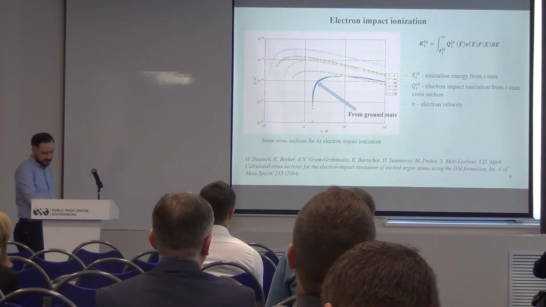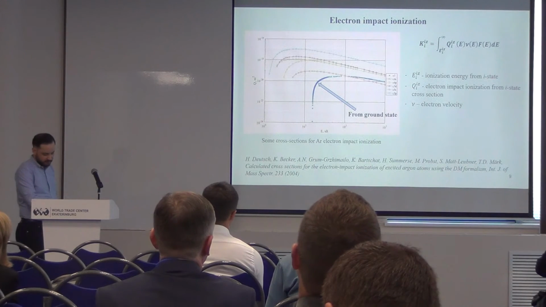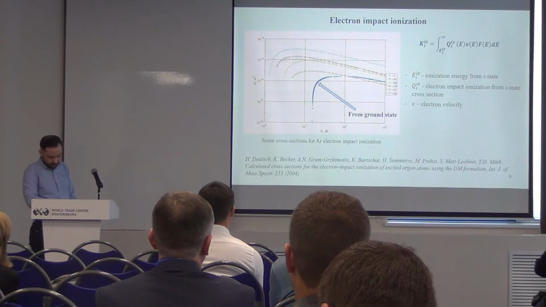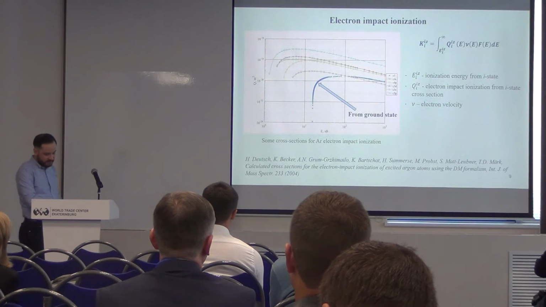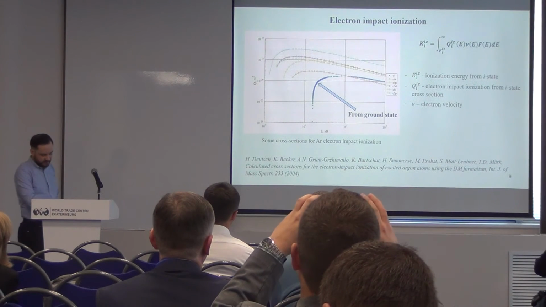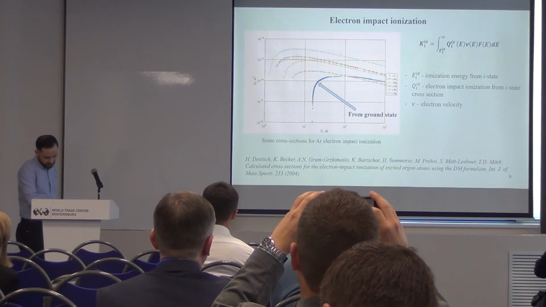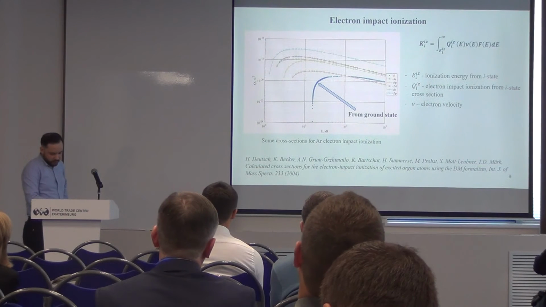Electron impact ionization is another significant process in the collision radiative model. Its rate coefficient is quite similar to that for excitation, but the difference is in the ionization energy from a specific energy level. The required ionization cross sections were retrieved from this paper.